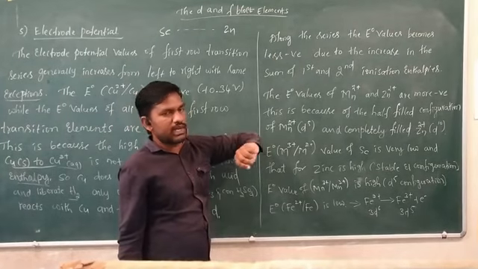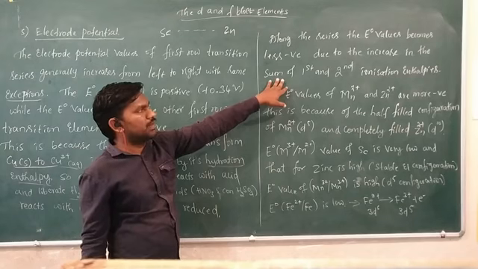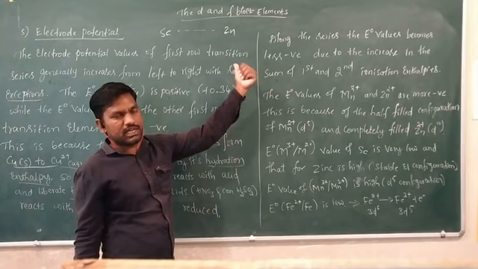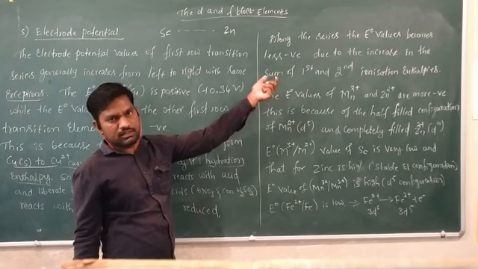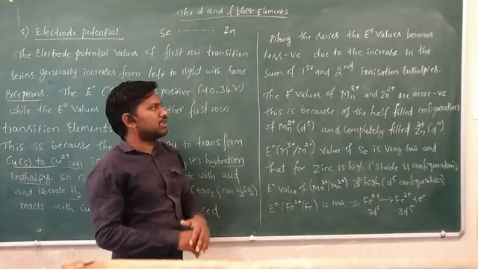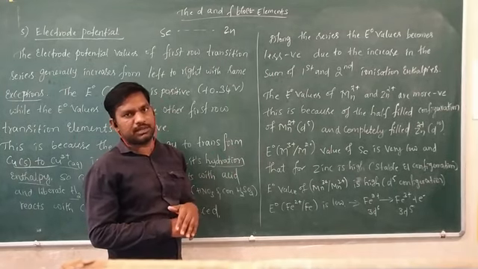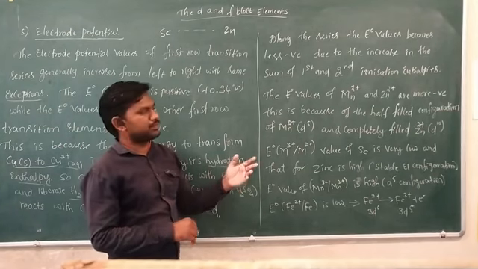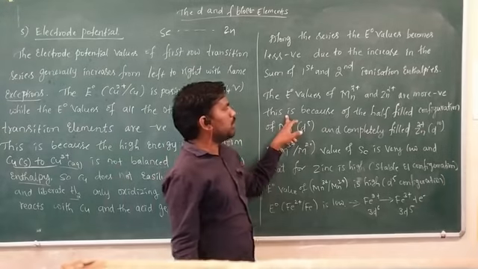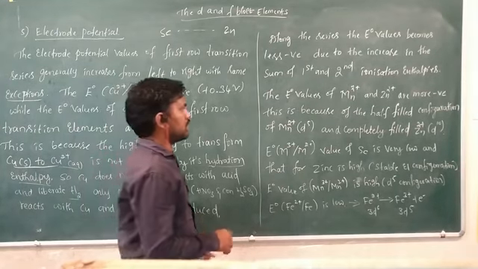Along the series, E0 values become less negative due to the increase in the sum of first and second ionization enthalpy, which we learned in the previous class on ionization enthalpy of the transition series. The E0 values of Mn2 plus, which loses 2 electrons from the 4s orbital, and zinc 2 plus, which also loses 2 electrons from 4s, are more negative. This is because of filled configurations.